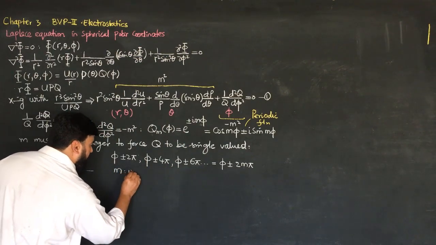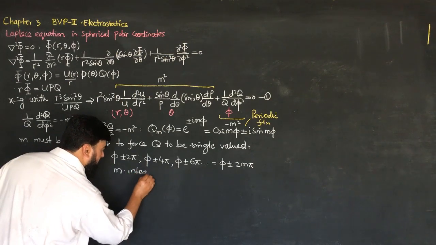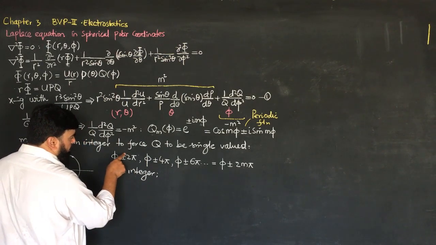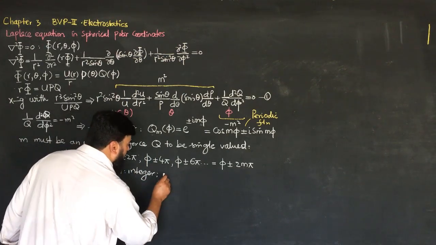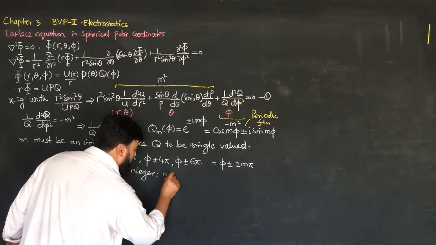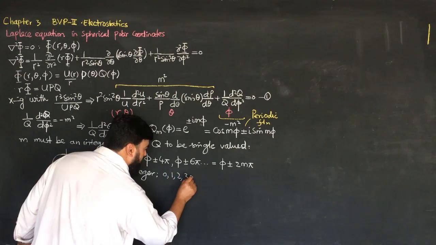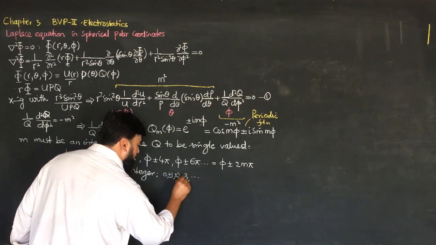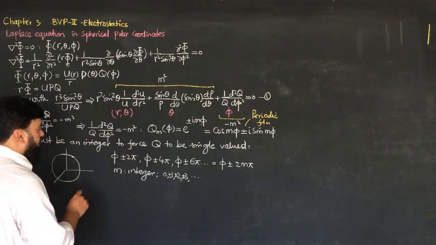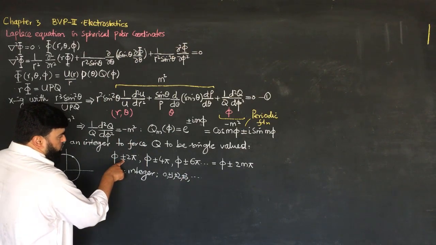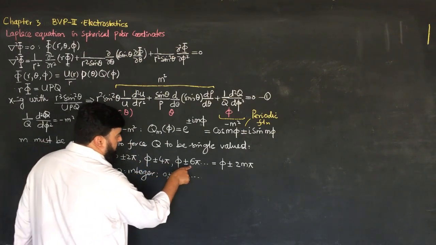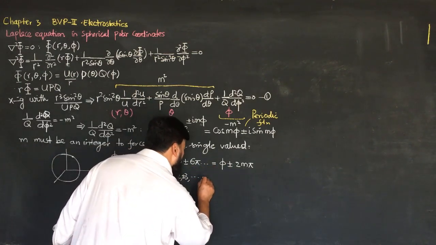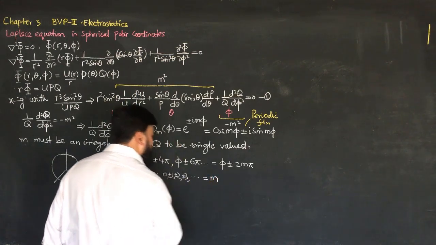m should be an integer, and integer means it can have a plus value or a minus value, so it can be 0, plus minus 1, plus minus 2, plus minus 3, and so on. So m actually has these values.